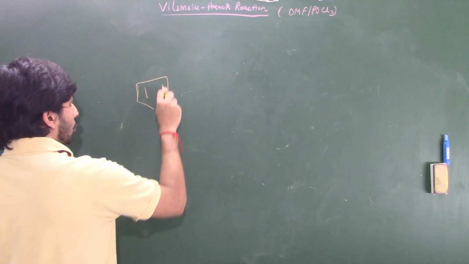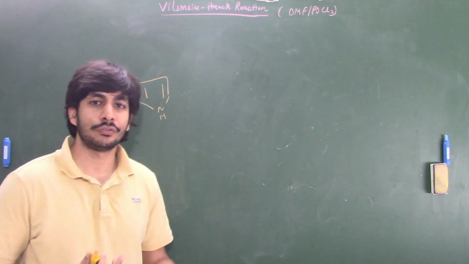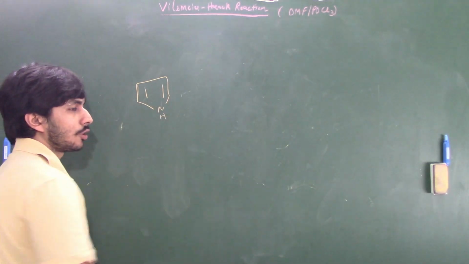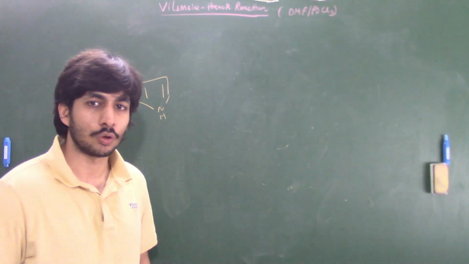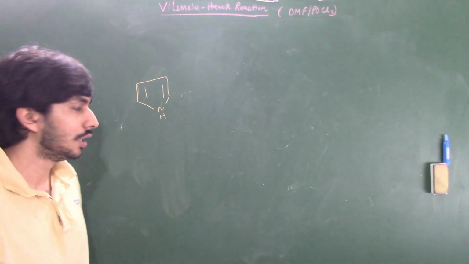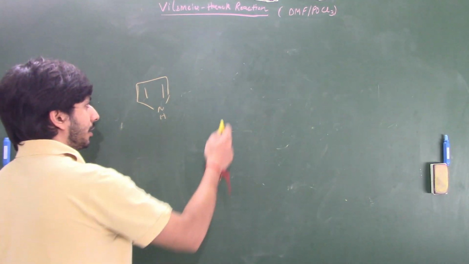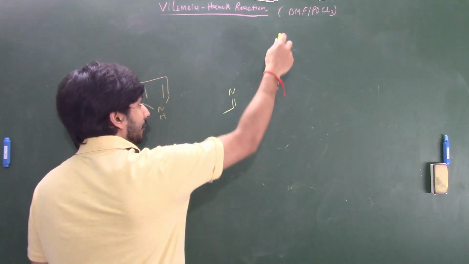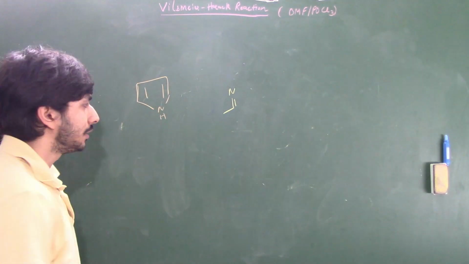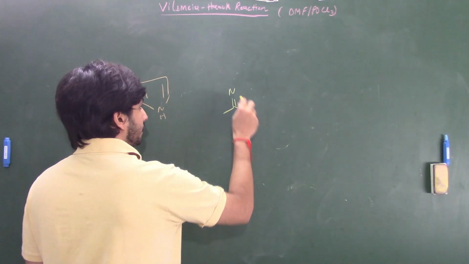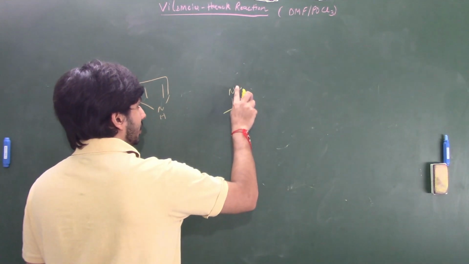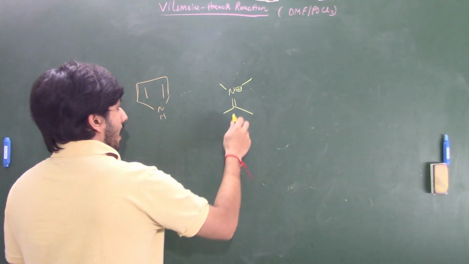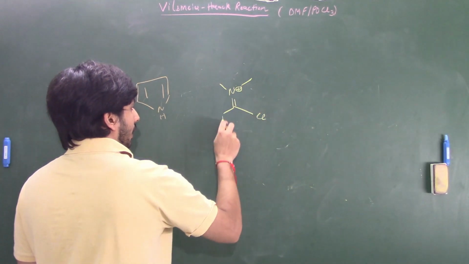So we have pyrrole over here, and if you have a general idea of heterocyclic chemistry, you would know that this position of a pyrrole is the most nucleophilic. So what will happen? Let's draw the intermediate that forms in the Vilsmeier-Haack reaction when we are adding dimethylformamide and POCl3. So this is the intermediate, positive charge on the nitrogen, and then we have two methyl groups, and then a chlorine over here and a hydrogen.